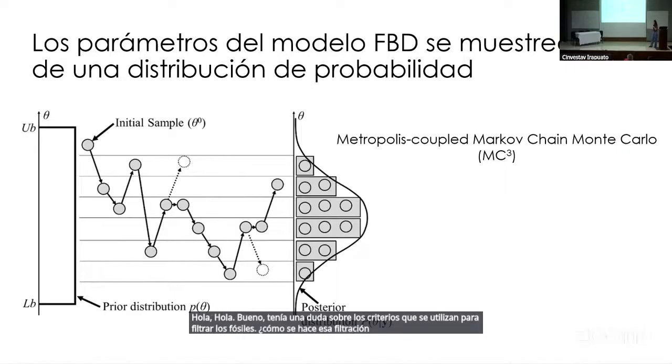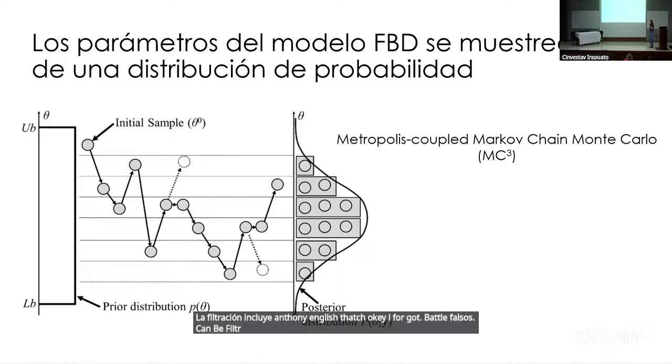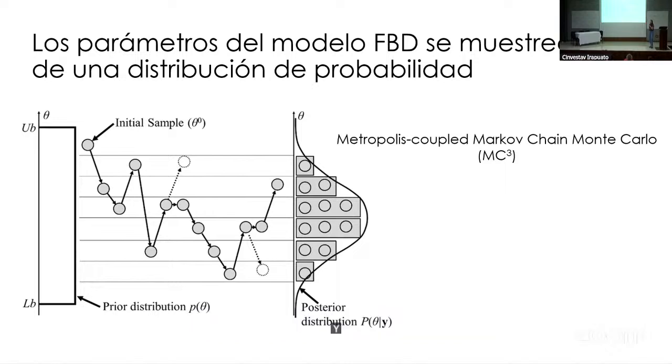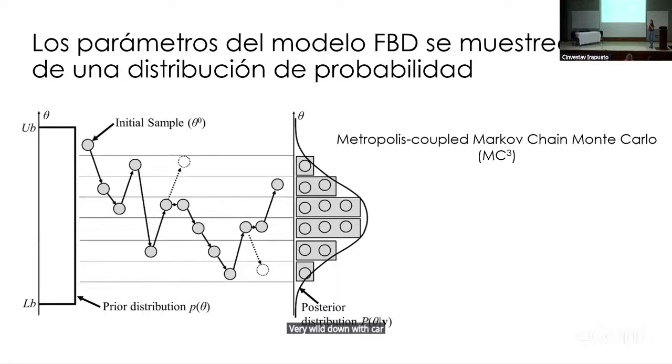The filtration includes, I'm going to answer in English if that's okay. The fossils can be filtered based on whether the fossil comes from a dated stratified area or a formation. The formation has a stratigraphic date that has to be very well established with carbon and ions and that kind of thing, or some indicators like foraminifera.